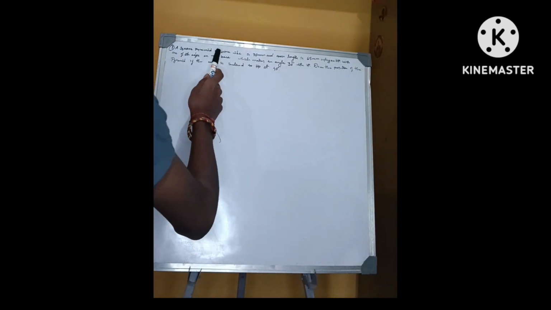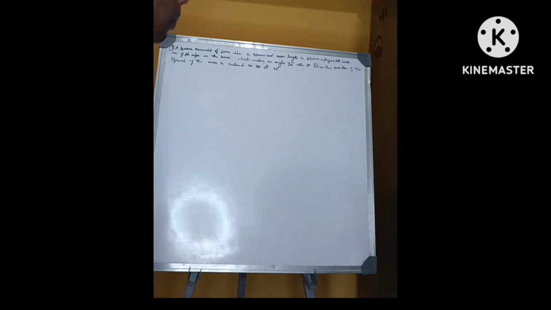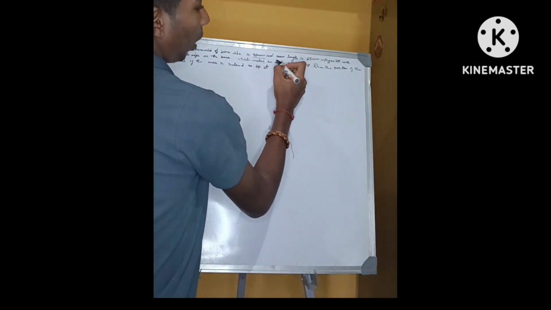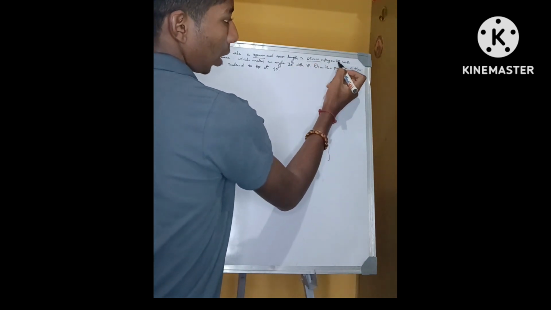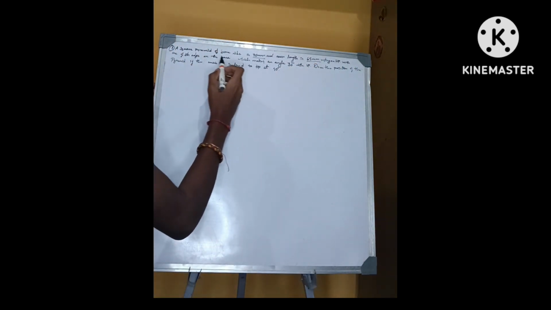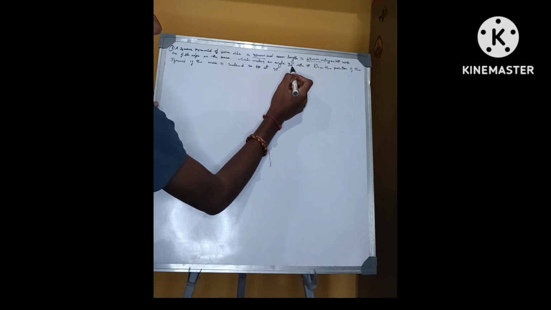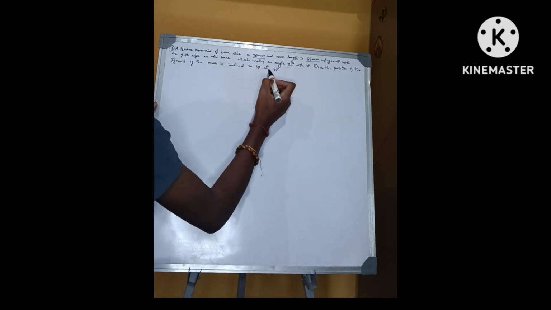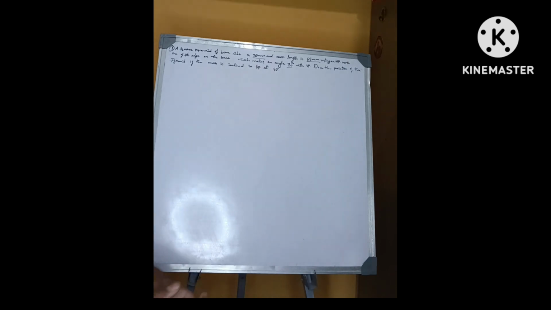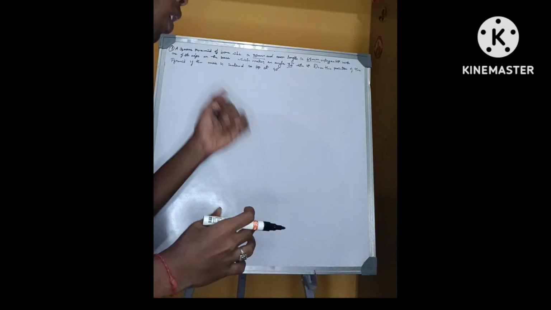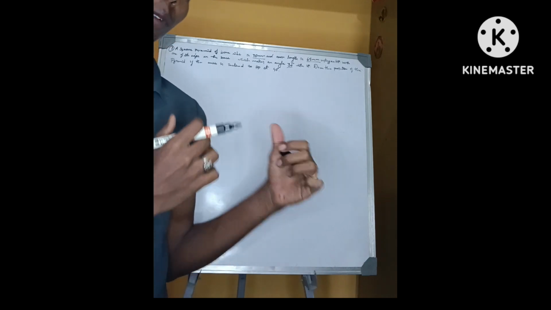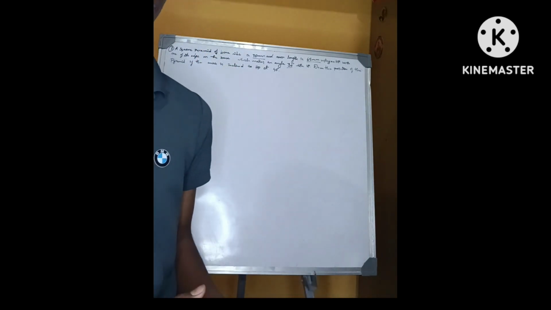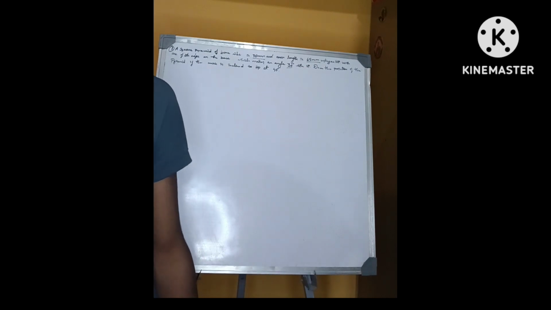A square pyramid of base side 35 mm and axis length 65 mm is resting on HP with one of its base edges making an angle of 30 degrees with VP. Draw the projection of the pyramid if the axis is inclined to HP at 40 degrees. So this is a problem in the projection of solids. We have to see how we can solve this question. Let's see how to solve this type of questions.